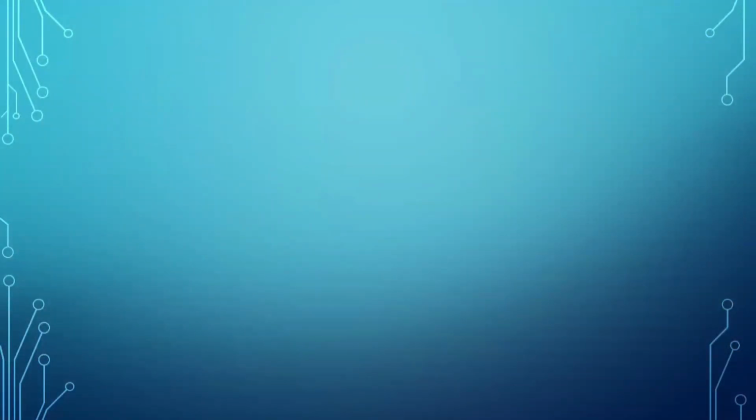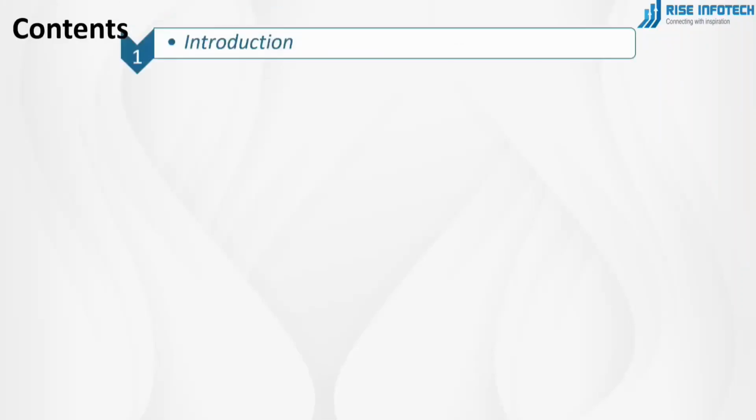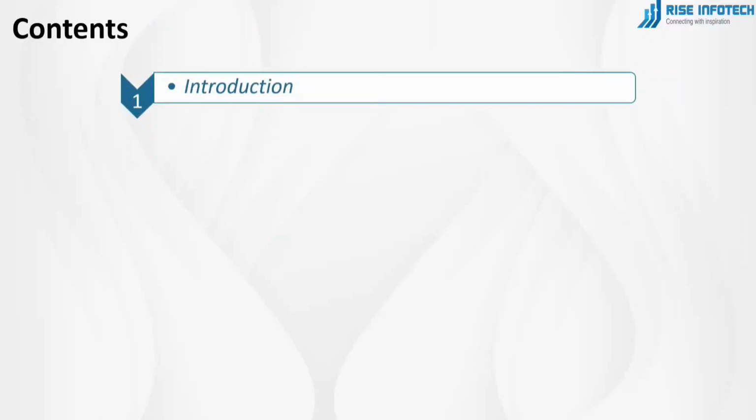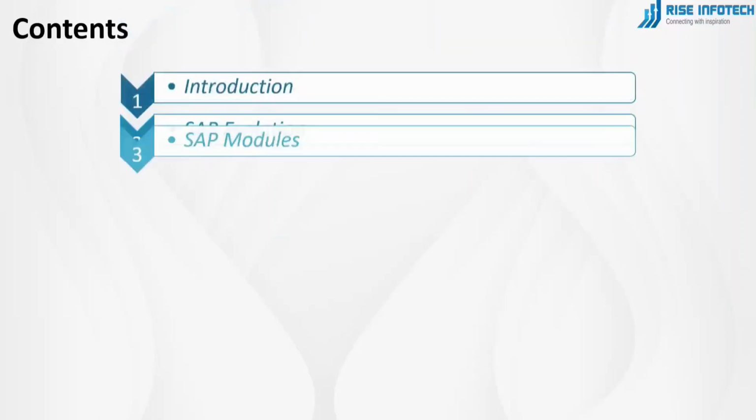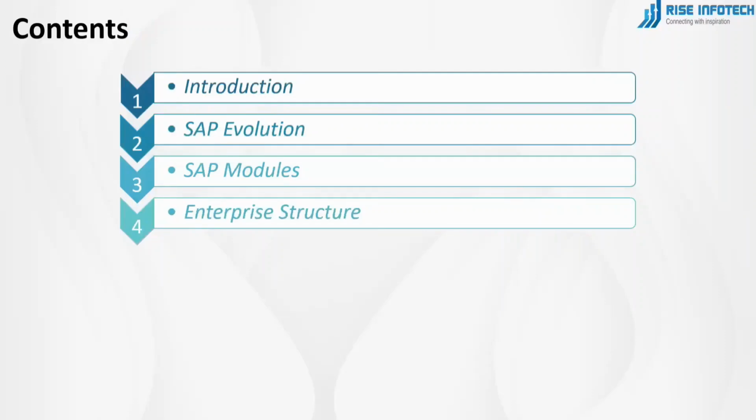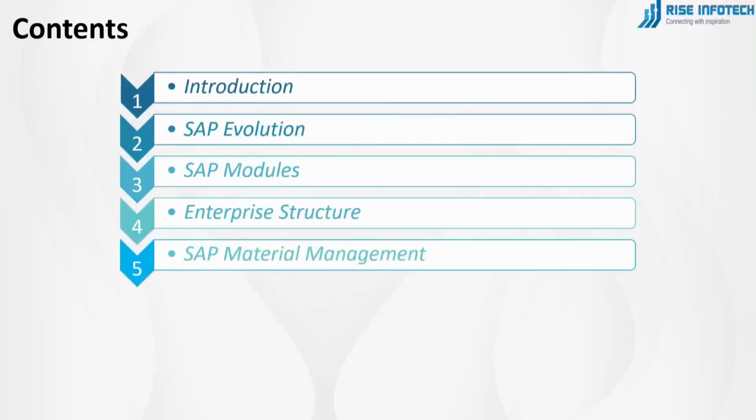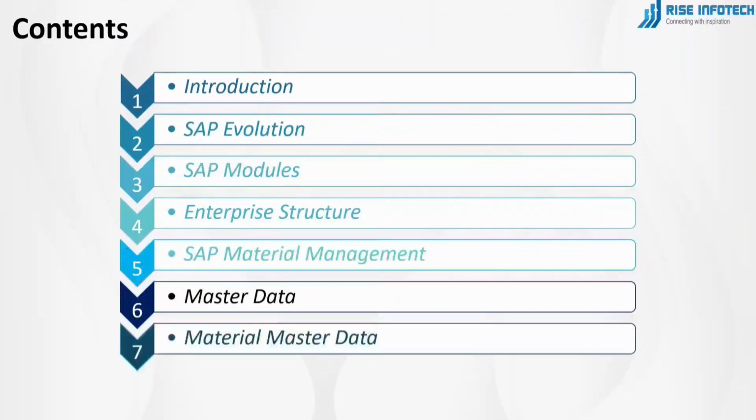I'm going to talk about ERP, SAP ERP, and material master data in today's presentation. So let's begin. Today we are going to see what contents we are going to cover. First will be the introduction, then SAP evolution, then SAP modules, then enterprise structure, then SAP material management, then master data, material master data. These are the topics we are going to cover in this PPT today.